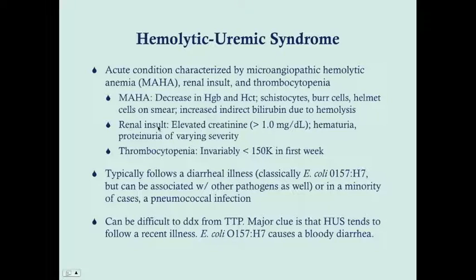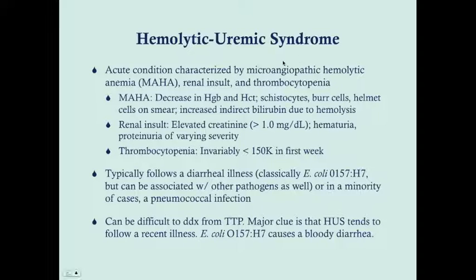The renal insult will be reflected in the elevated creatinine. You can also have hematuria and proteinuria. The severity of that, though, is going to vary. And then finally, thrombocytopenia. It's invariably less than 150,000 in the first week. Usually it gets even lower than that, as low as 20,000 or lower.